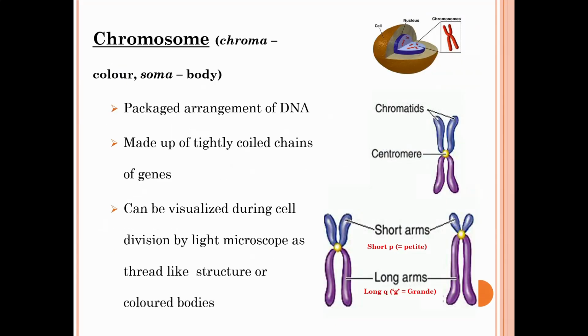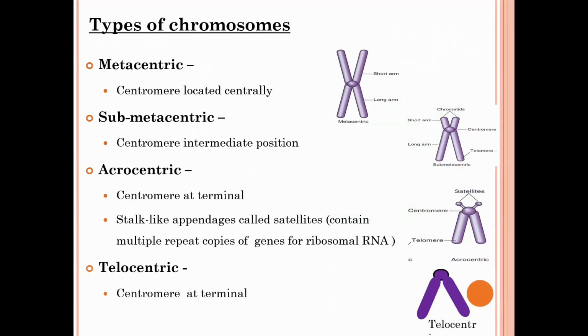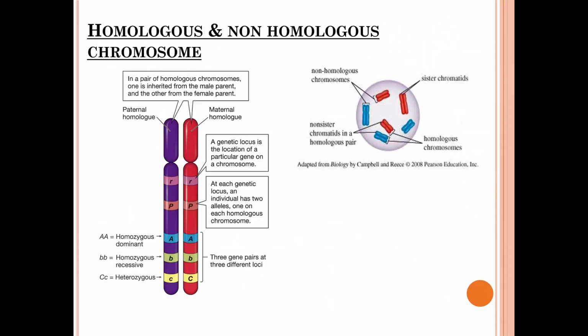There is short arm, there is long arm, and the short arm is P or petite, and the long arm is Q or it is G also. And as per the structure, chromosome can be metacentric where the centromere is located centrally. It can be submetacentric, it can be acrocentric, or it can be telocentric.